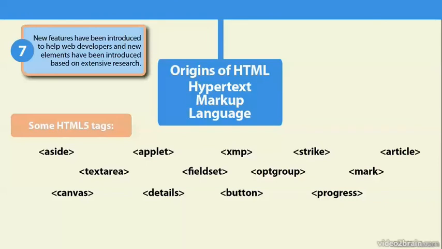New features have been introduced to help web developers, and new elements have been introduced based on extensive research, including tips from people who are developing, things they're trying to get the browser to show and aren't appearing properly, so new tags are developed all the time. Here are some examples of some tags that are supported in HTML5. Some of them are new, such as the aside tag and the canvas tag. Some have been around for a while and have just been refined.